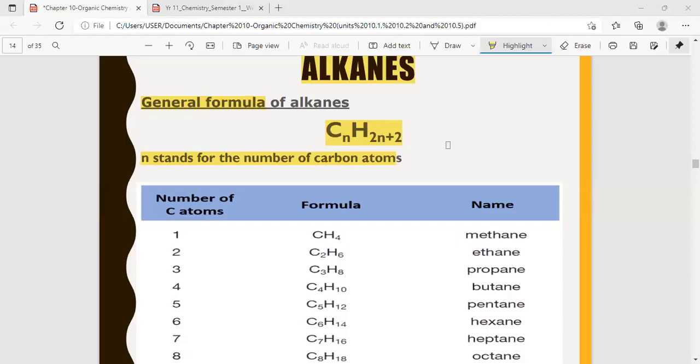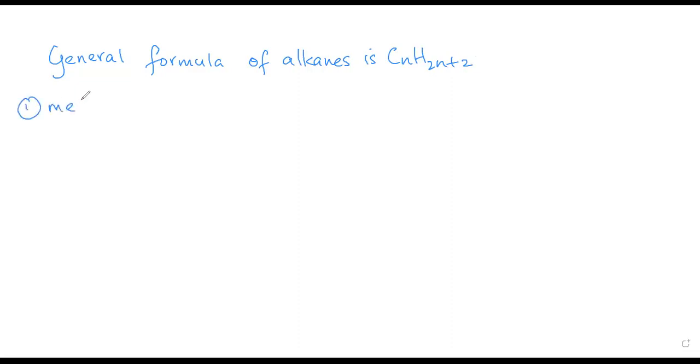Once again, the general formula of alkane is CnH2n+2. So let's see how you can calculate the molecular formula by using the general formula. Let me use the whiteboard to show you this. I hope everyone is able to see the whiteboard. The general formula of alkane is CnH2n+2. n stands for the number of carbon atoms. First let's find the molecular formula for methane. For methane, n is equal to 1. So C, n is 1, H, 2 times 1 plus 2. That would be C, 2 times 1, 2, 2 plus 2, 4, CH4.